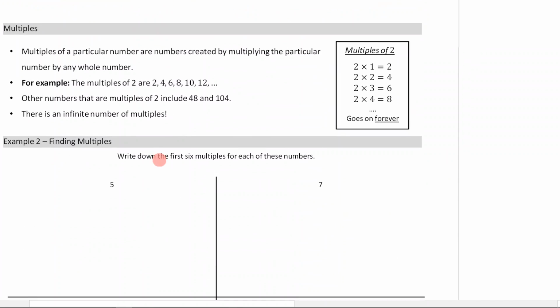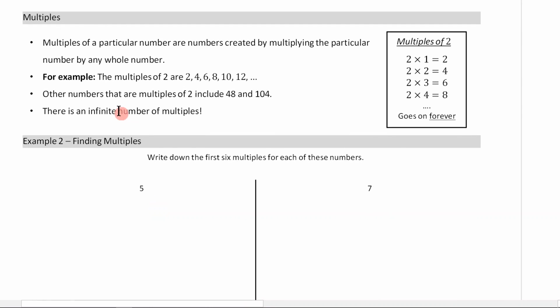Let's come down here now and let's go through what multiples are. So you have to know what factors are, and we've covered that. Now it's multiples. Okay, so let's get out a highlighter. Multiples of a particular number are numbers created by multiplying the particular number by any whole number. For example, the multiples of 2 are 2, 4, 6, 8, 10, 12, and on and on and on. Other numbers that are multiples of 2 are 48 and 104.